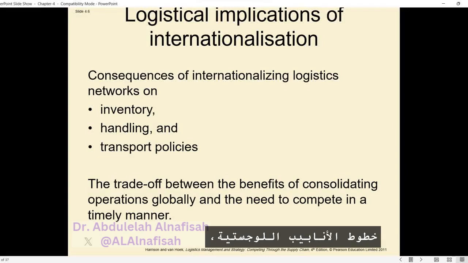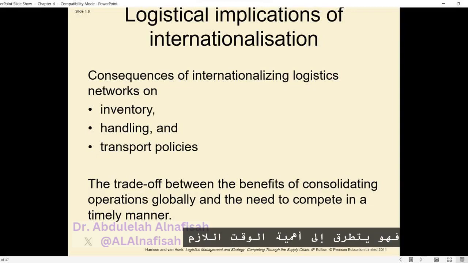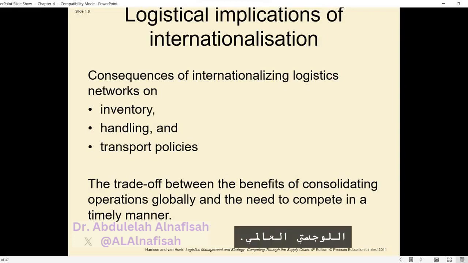Internationalization extends logistics pipelines, requiring them to cope with infrastructure differences between countries while ensuring timely delivery. This may drive the need for localization. On the other hand, the opportunity for global consolidation may drive international centralization. Also, this highlights the trade-off between the benefits of consolidating operations globally and the need to compete in a timely manner. Furthermore, it touches on the significance of time to market in managing the global logistics pipeline.